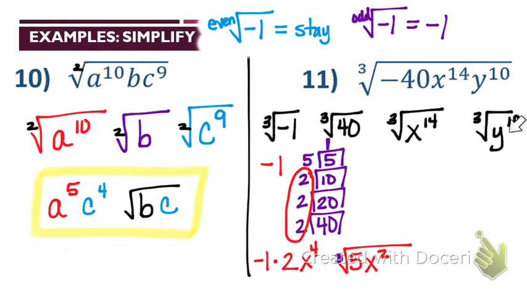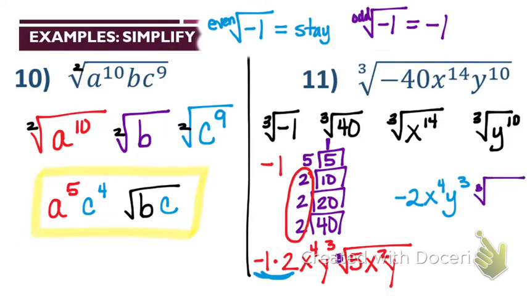All right, if I have 10 people, how many groups of 3 can I make with 10 people? 3. So that's y to the 3rd. Anybody left out? 1 person, and that has to stay. So the last thing I'm going to do, and I'm finished, is multiply these together. So my final answer would be -2, x to the 4th, y to the 3rd, and then you have the cube root of 5x² and y. And that would be your final answer.